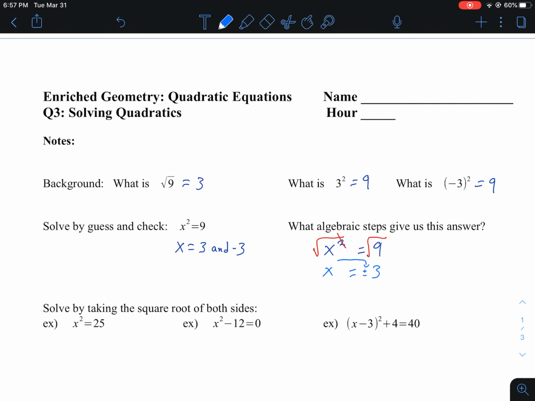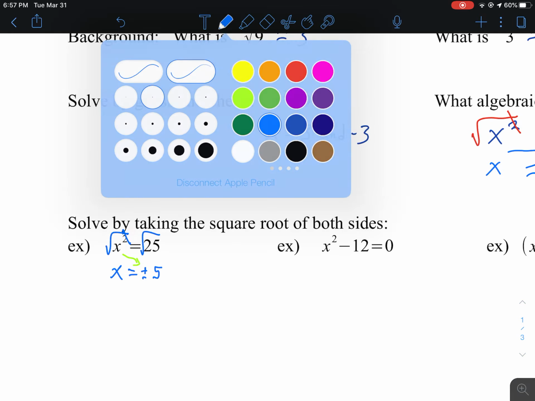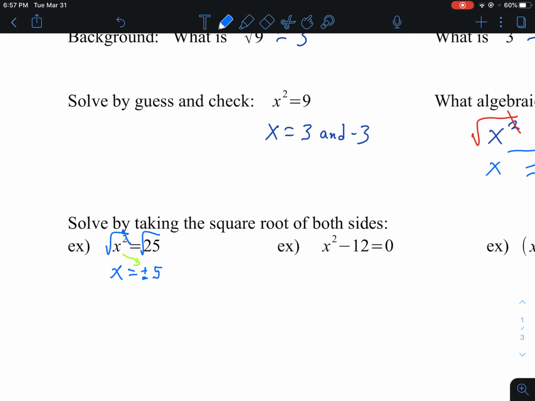Okay, so we're going to solve the next problems by taking the square root of both sides. And don't forget about the plus or minus. Okay. So the first one, square root of both sides, the square root and the square cancel. X equals, the square root of 25 is 5, but the plus or minus magically pops up from the left side. So don't forget that. That's a very common thing to forget on a test. Quite a few of you will probably forget that.